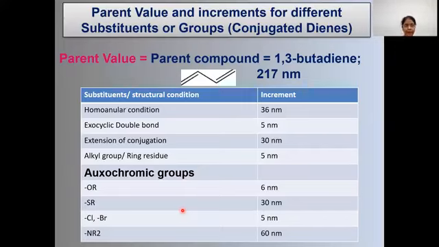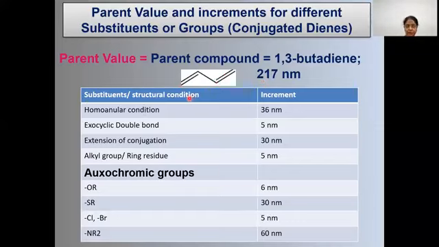These are the parent values and increment for different substituents or groups. These are the rules. First is the parent value. For the parent value, the parent compound is considered as 1,3-butadiene. It may be cis or trans. For 1,3-butadiene, the value of lambda max is 217 nanometer. Now, the contribution made by various substituents or structural changes will be added to this parent value or basic value.